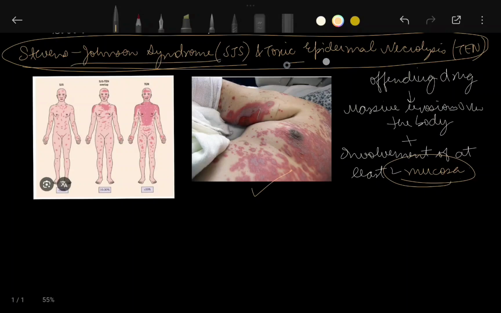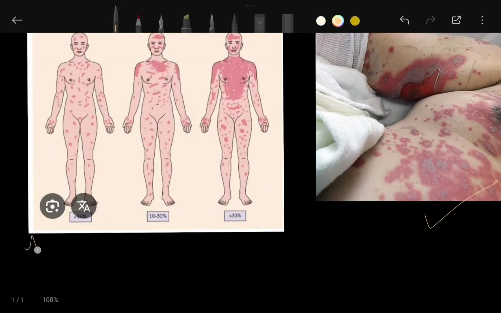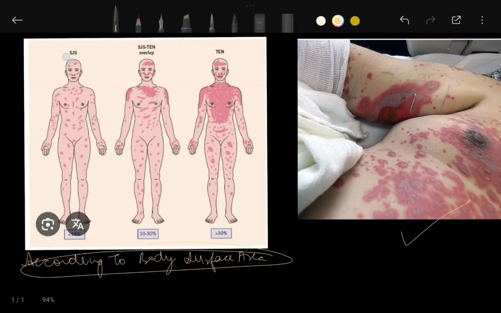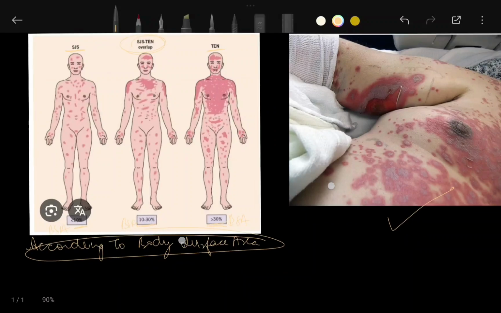Now how do we differentiate between these two? In both, massive erosion over the body and involvement of at least 2 mucosae are seen. We differentiate between them according to body surface area. In Stevens-Johnson syndrome, the body surface area involvement is less than 10%, whereas in toxic epidermal necrolysis it is more than 30%. In SJS-TEN overlap, the body surface area is 10 to 30%.